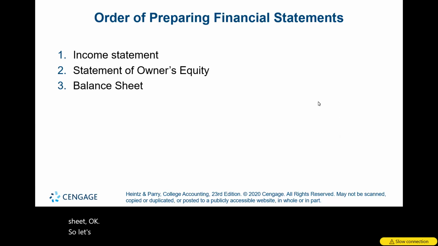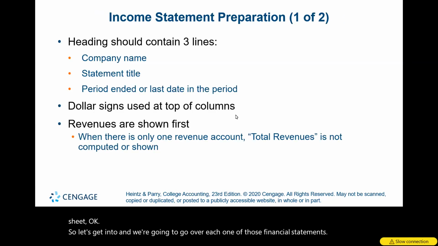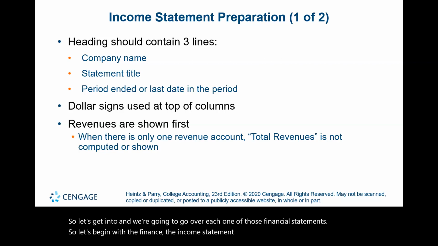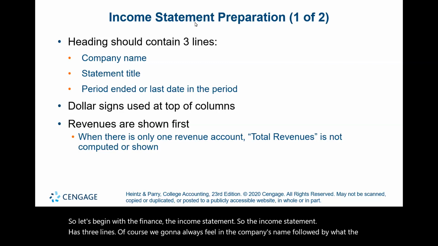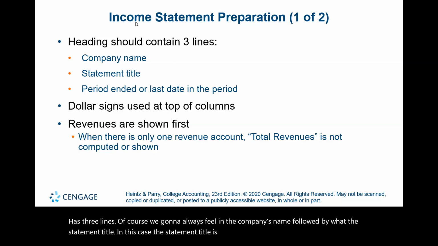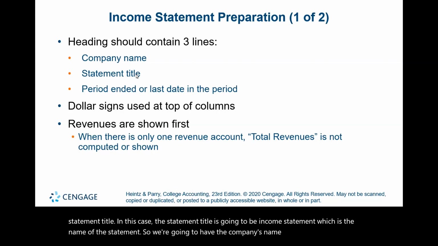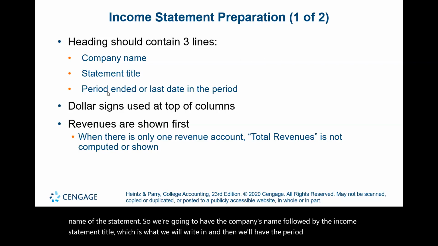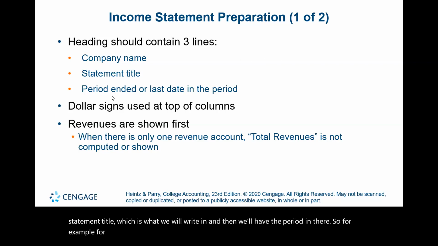So let's get into it, and we're going to go over each one of those financial statements. Let's begin with the income statement. The income statement has 3 lines. Of course, we're going to always fill in the company's name, followed by the statement title. In this case, the statement title is going to be income statement, which is the name of the statement. And then we'll have the period ending, for example, for the month ended October 31st. We will always put that date as well.